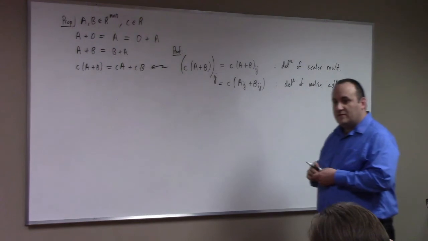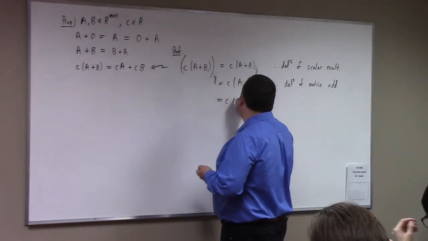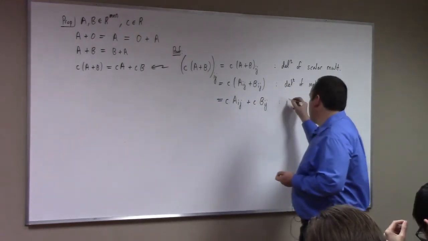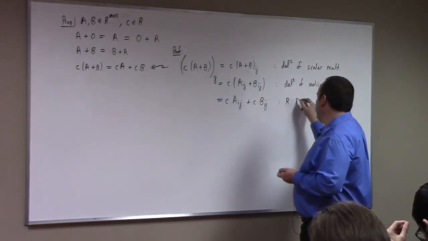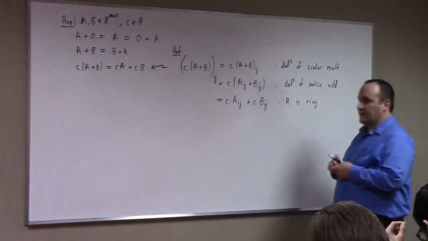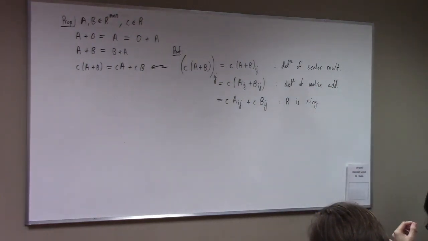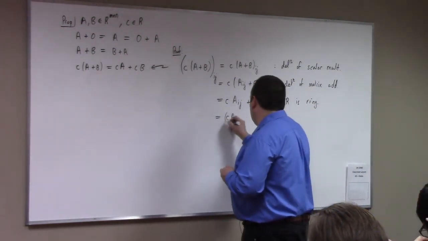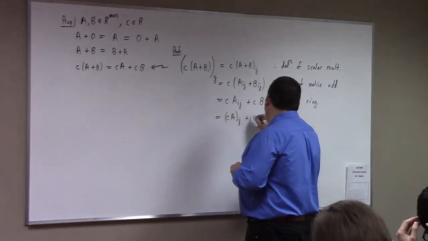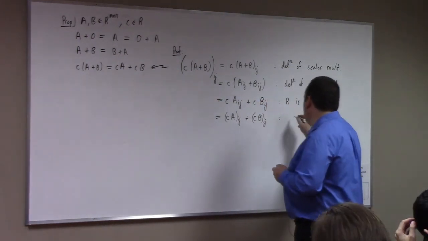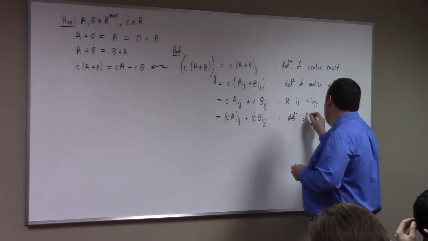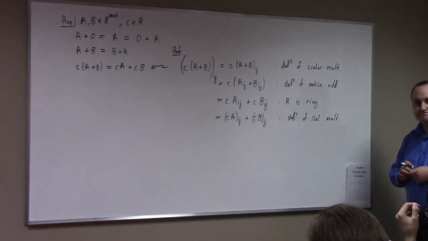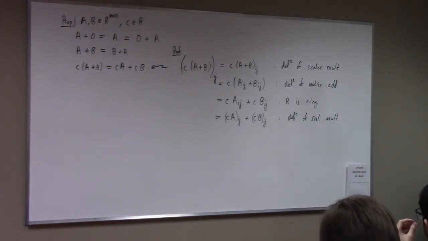Now, I use the generic properties of a ring, which is that we have this distributivity. C times Aij plus C times Bij. This is just basic, R is a ring. Okay, that's ring arithmetic. And then what do I do? Oh, okay, well this is C Aij plus C Bij. Here again is the definition of scalar multiplication. Now how do I combine those two?